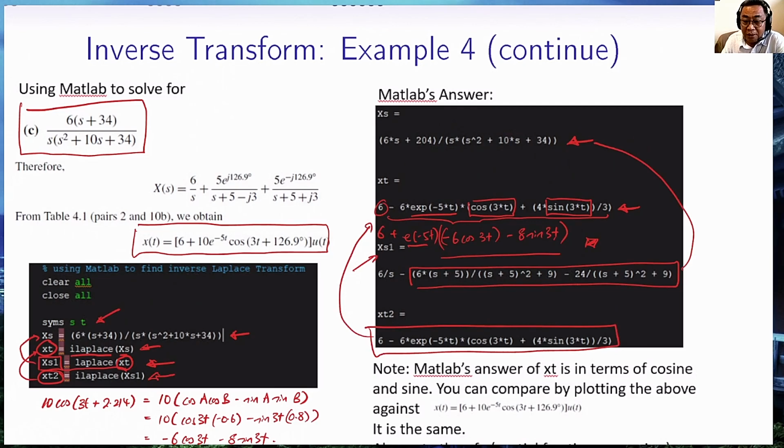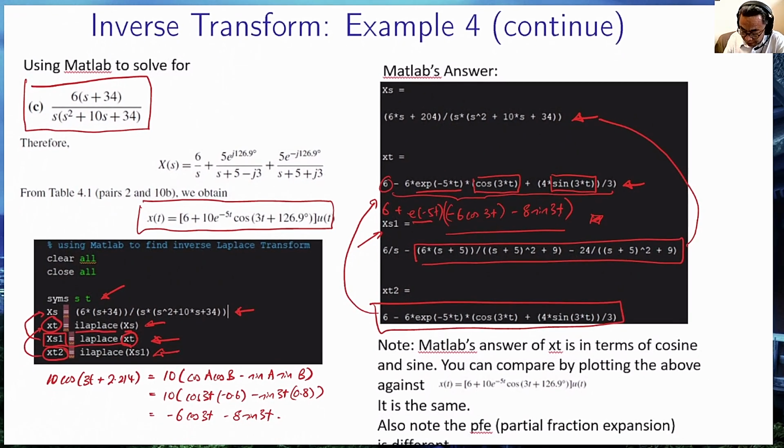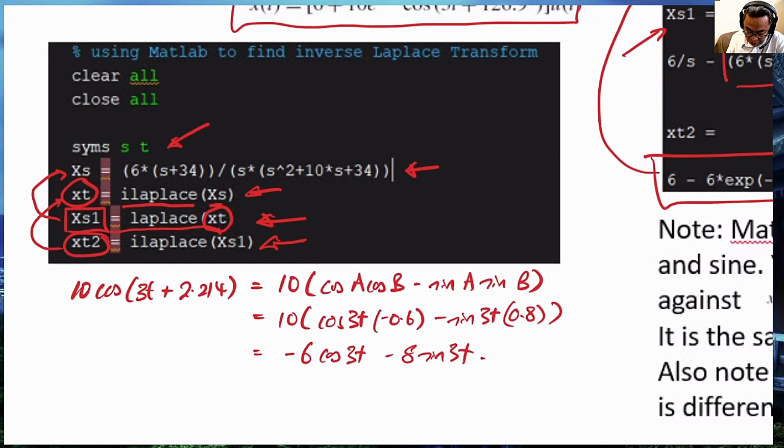Alright, so the key idea is that when you see that MATLAB doesn't give you the same solution, please don't panic. It could have been one of these problems that we had, and then you have to work out the different expression as a sum of cosine and sine.